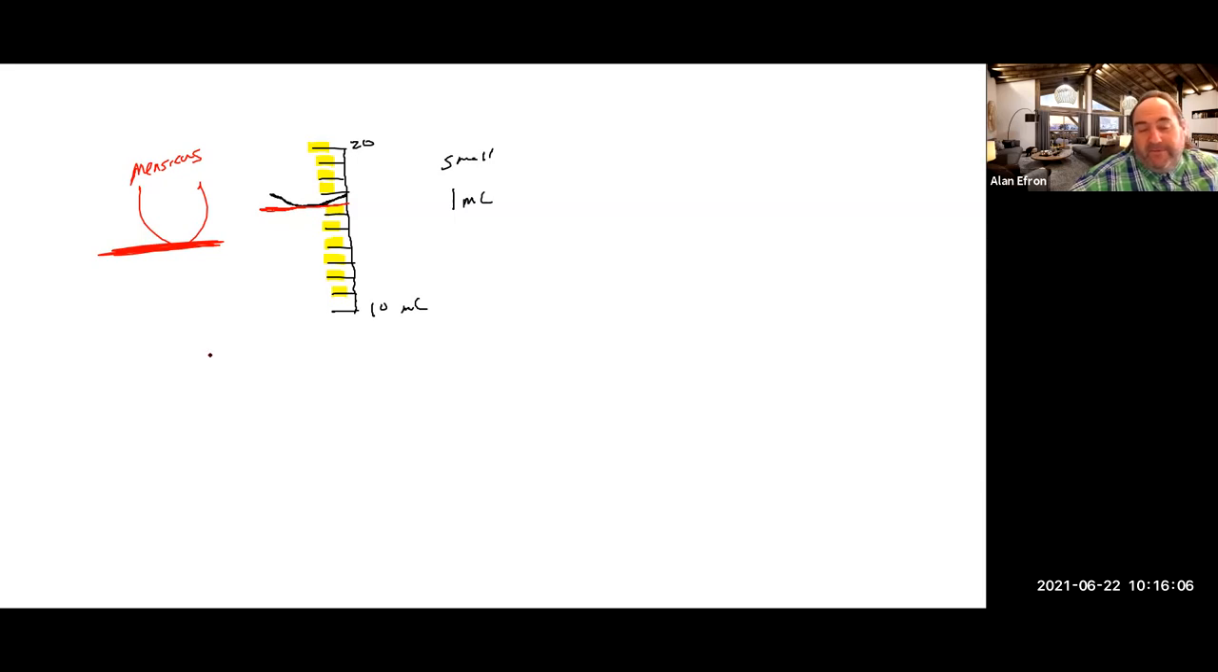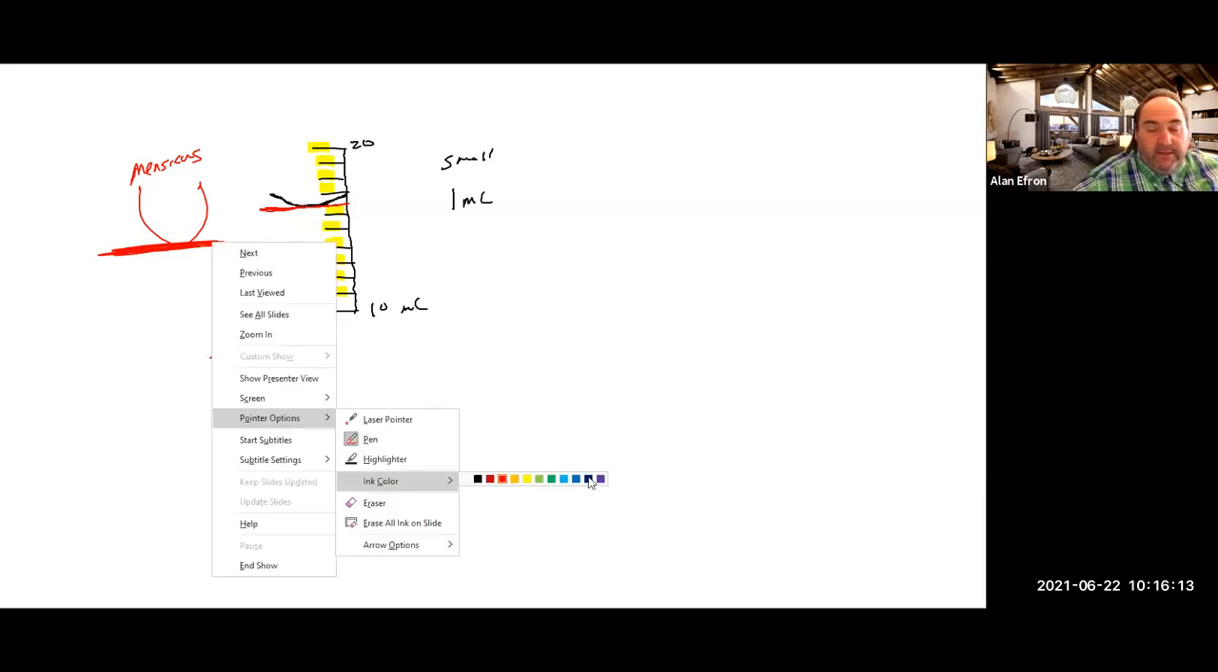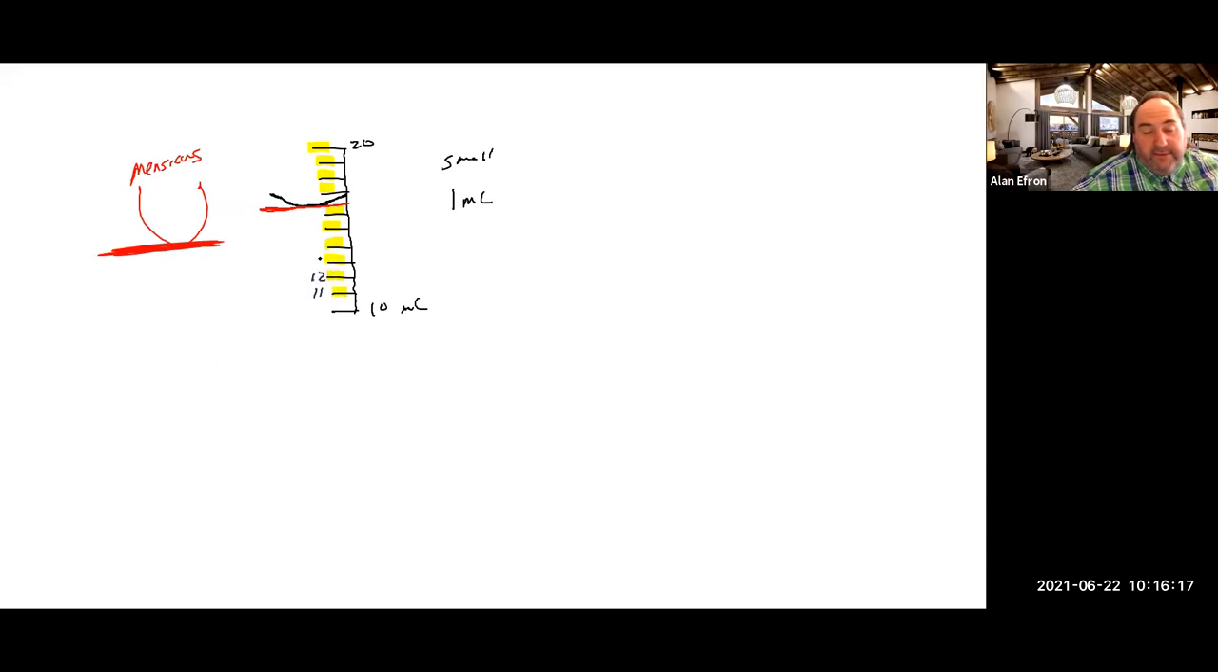But what we want to figure out is what each of those markings represents. Obviously, they each represent 1 milliliter, which means that's 11, that's 12, that's 13, that's 14, that's 15, that's 16, 17, 18, 19, and then obviously 20 there. So again, no matter who takes a peek at this, everybody should agree it's at least 16. These would represent our certain numbers.